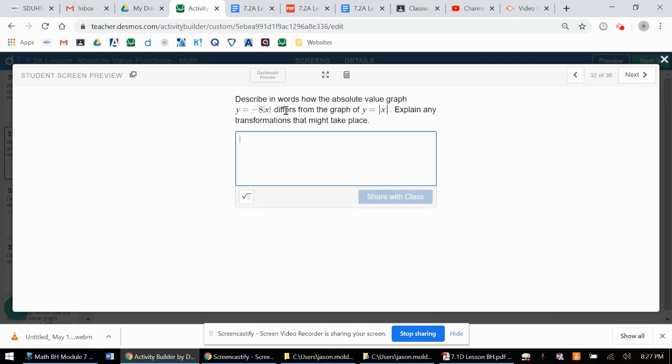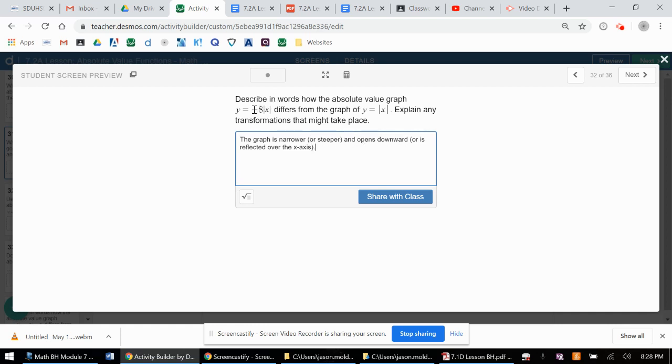Describe in words how the absolute value graph y equals -8 times the absolute value of x differs from the parent function. The graph is narrower or steeper and opens downward. Opening downward because it's negative, or is reflected over the x-axis. Doesn't matter which one you name first.